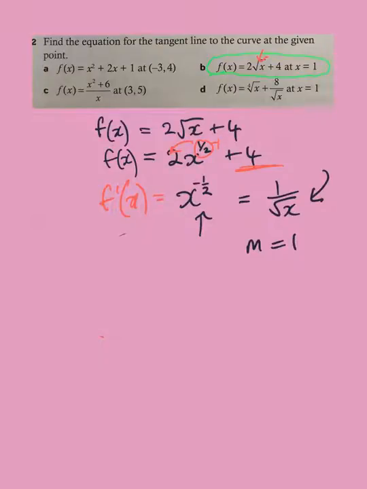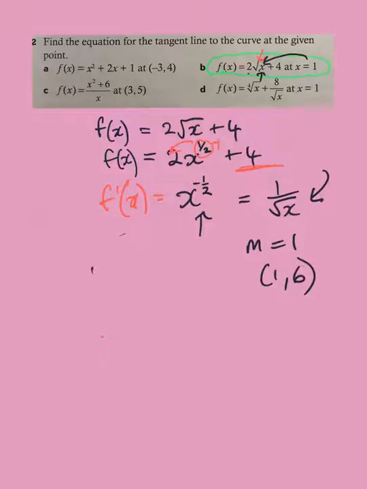So what about the point? I need a coordinate. Well, I know x is 1, and I also know if I put 1 into there, the y value would be equal to 6. I just substituted my x value into there. Square root of 1 is 1, 2 plus 4 is 6.